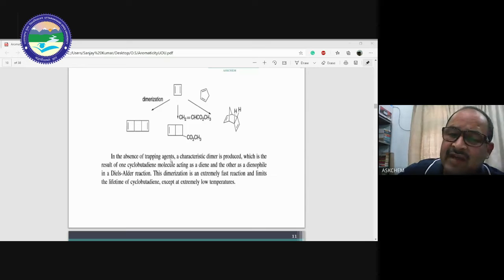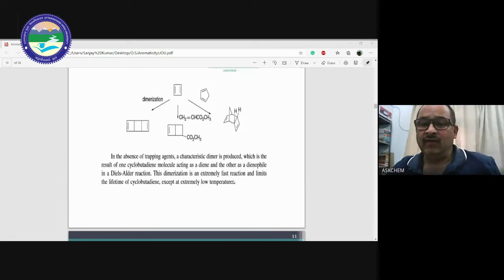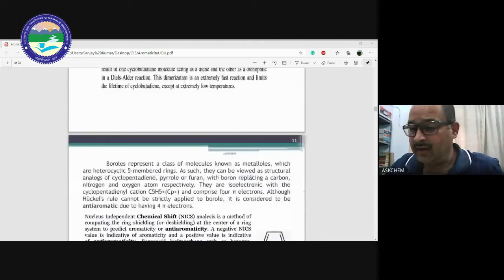So in the absence of a trapping reagent, because the HMO calculation says that cyclobutadiene is a triplet, a characteristic dimer is produced, which is the result of one cyclobutadiene molecule acting as diene and the other as dienophile. So it means that one diene is providing its triplet energy onto the other molecule, and that's why it is affecting the Diels-Alder reaction. This dimerization is an extremely fast reaction and limits the lifetime of cyclobutadiene except at very low temperature, because self-dimerization takes place.